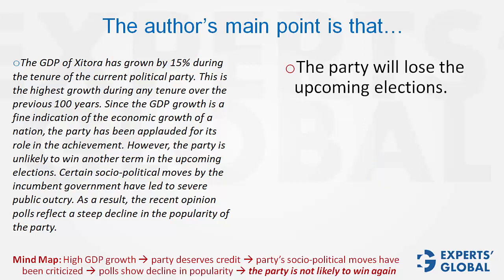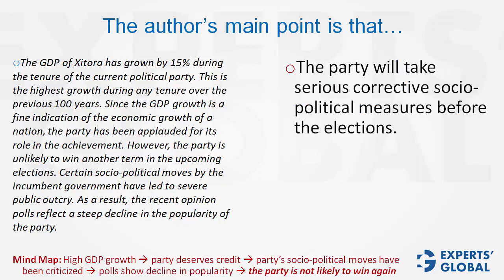One more. The party will lose the upcoming elections. This is a trap. The language used here is the party is unlikely to win, which is not the same as saying that the party will lose the elections. Bad choice. The party will take serious corrective socio-political measures before the elections. This is a speculation. This cannot be inferred, and therefore this can never be the conclusion.